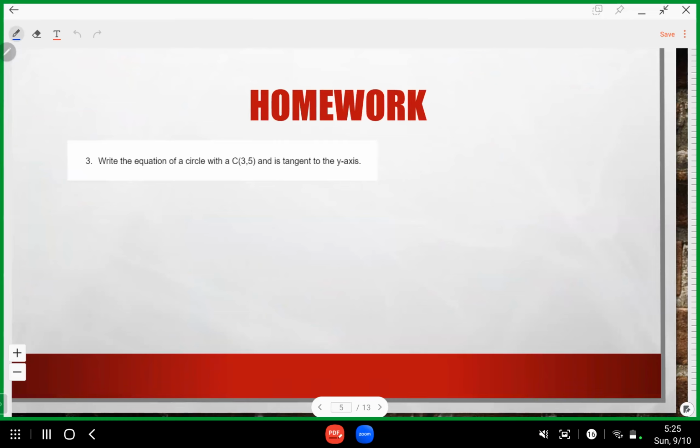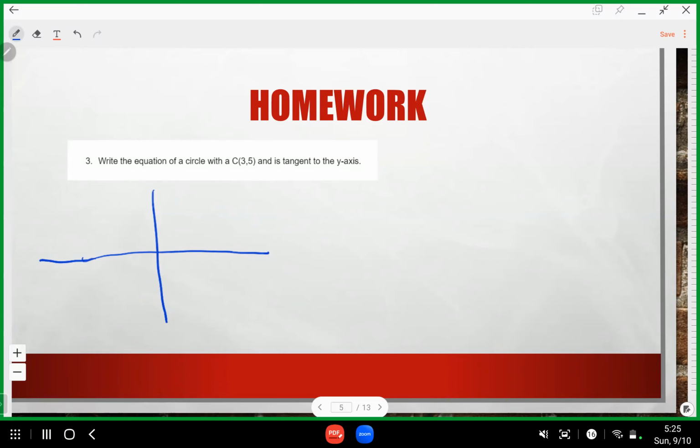Write the equation of a circle with the center at 3, 5, and is tangent to the y-axis. So actually, I'll just go over this real quick because we don't even really need to do much with this one since it doesn't really relate to ellipses. But that's just a little bit of review on the circles and tangent, right?